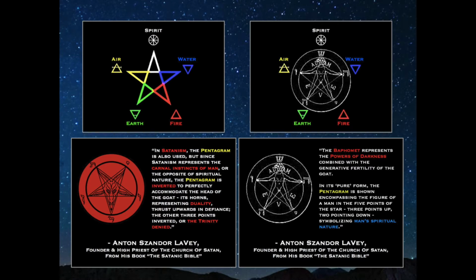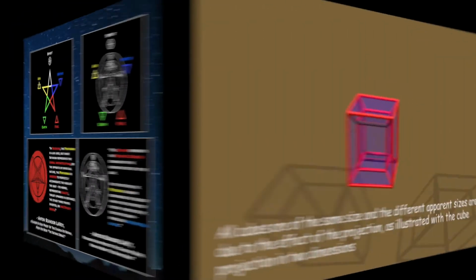In its pure form, the pentagram is shown encompassing the figure of a man in the 5 points of the star, 3 points up, 2 pointing down, like in the upper picture, symbolizing man's spiritual nature. So the goal should be our spiritual nature, finding balance with the environment, but instead it's been substituted in the psyche of humans with this idea of being lowly to the ground like a goat and looking for the most base desires, not the higher consciousness desire.